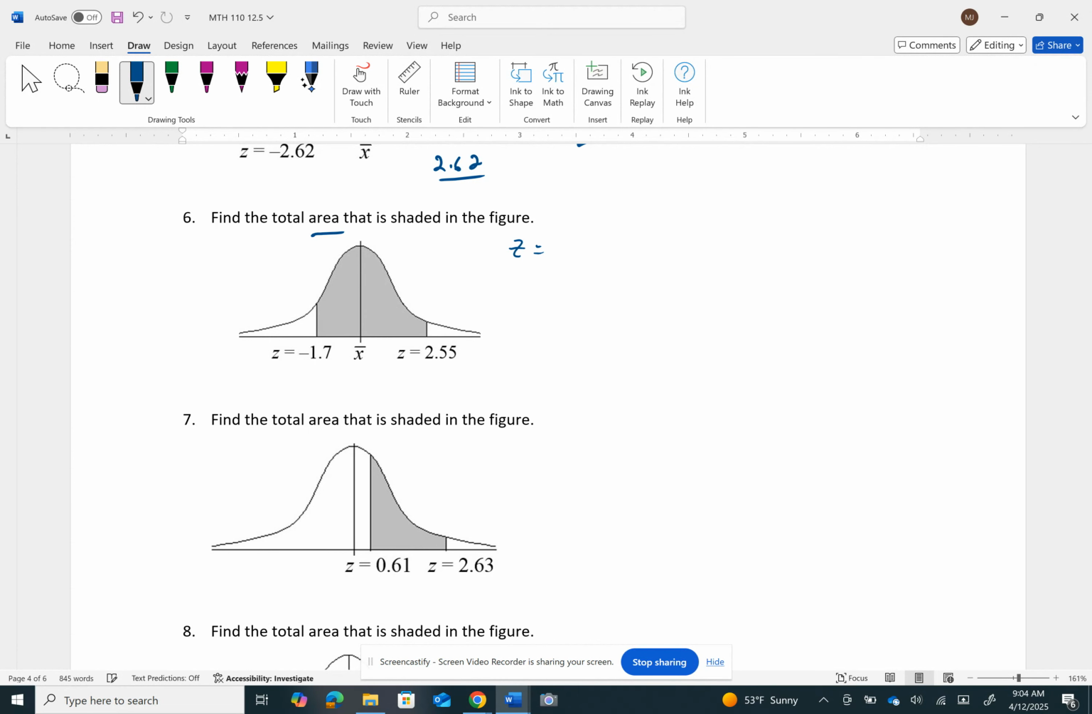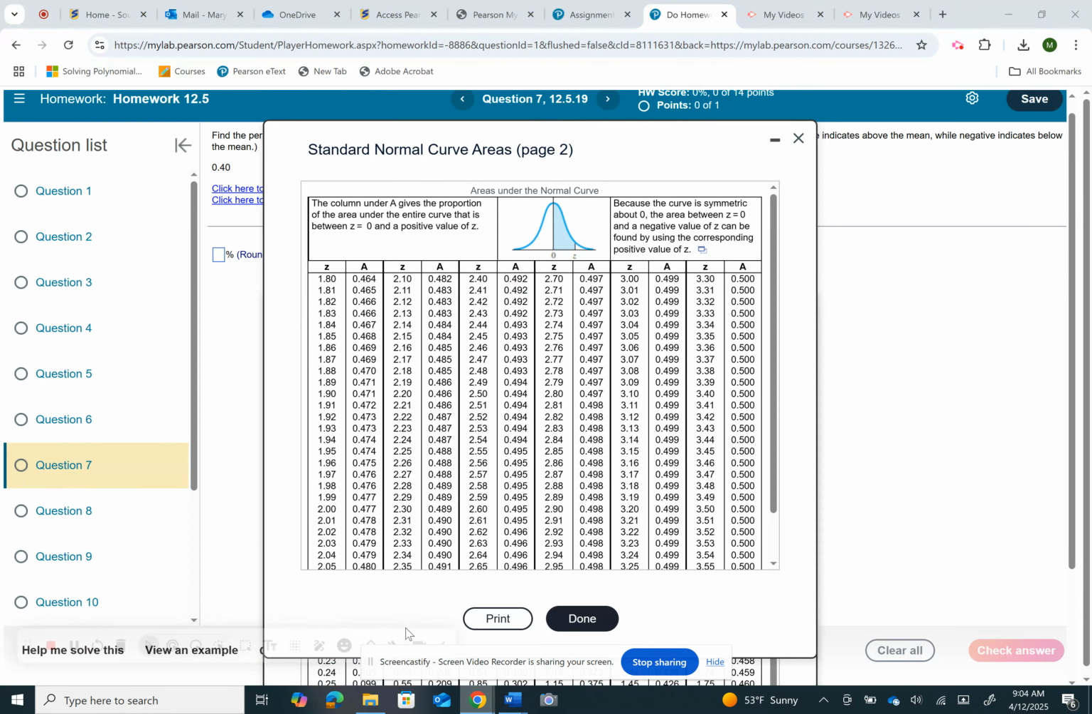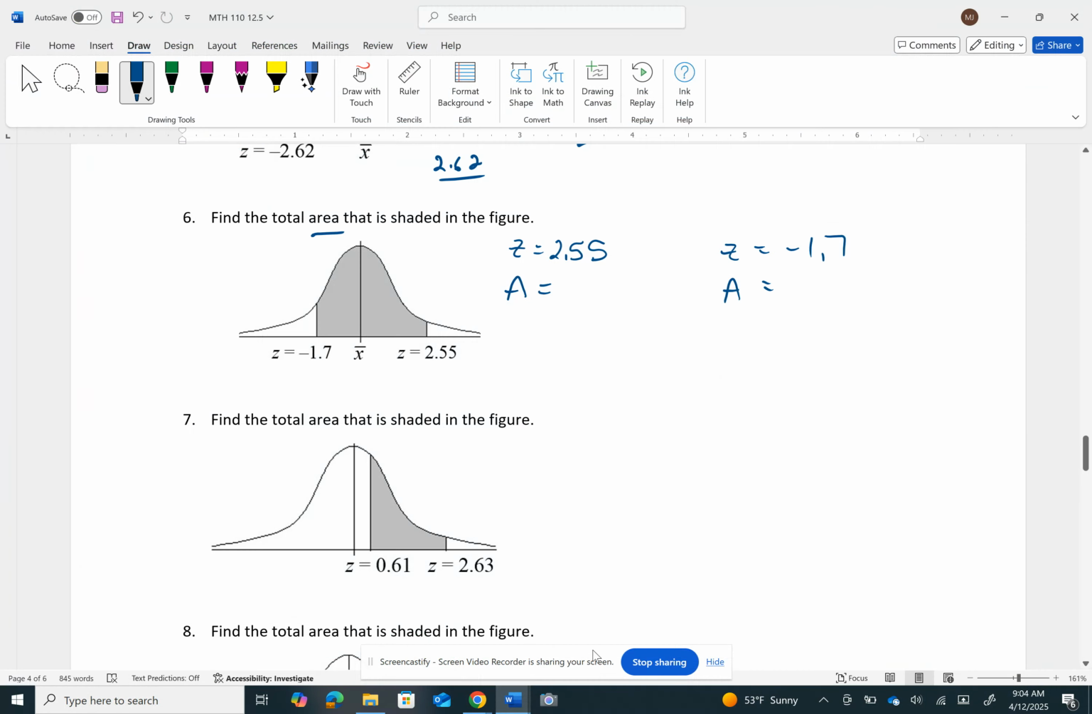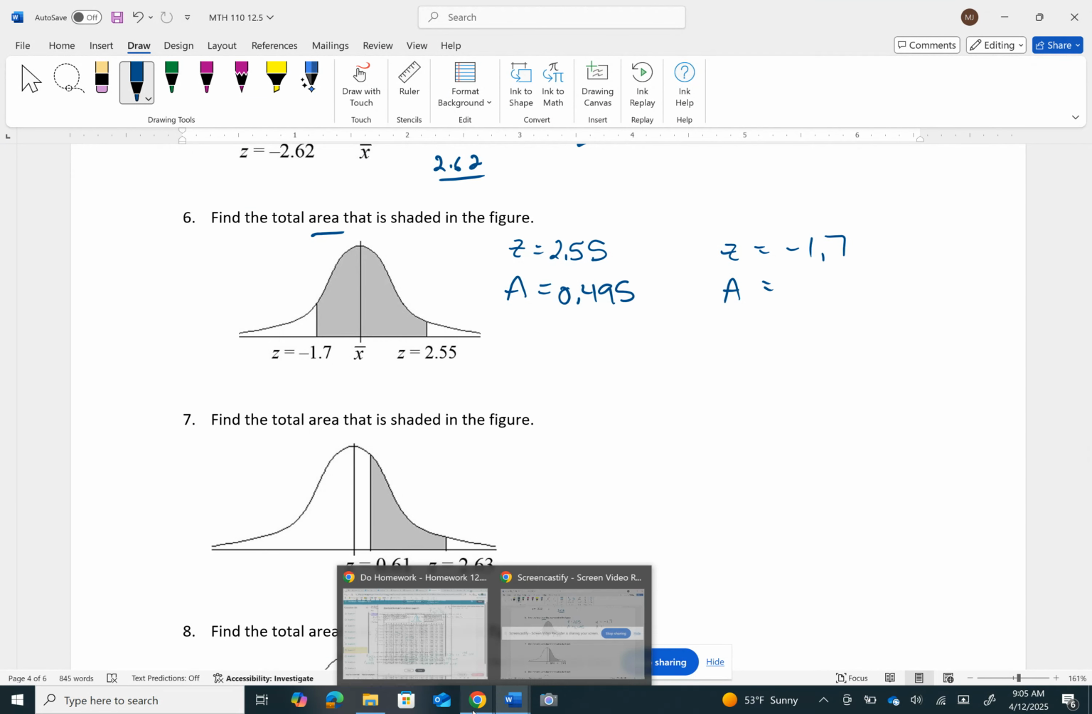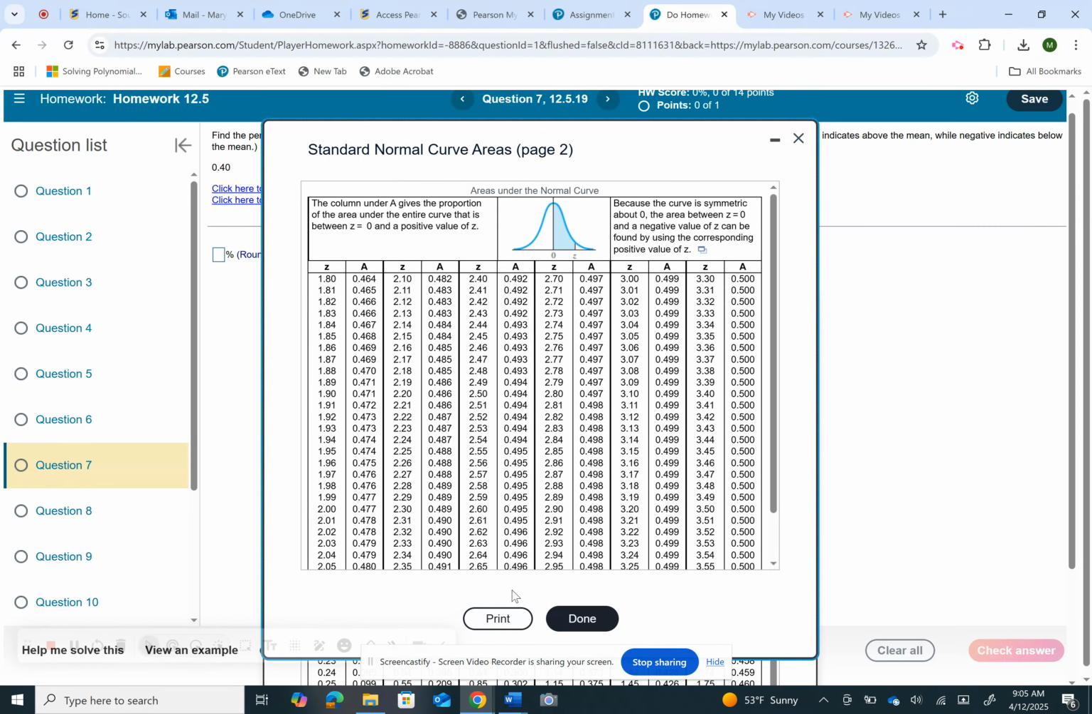You're going to take your z-score of 2.55 and your z-score of negative 1.7, and you're going to get a value for each of those. Okay, so you've got the table. It's probably easier for you to do it than to look at me trying to do it on this. But I'm going to go to where 2.55 is, and I see 0.495. And remember, I don't need to worry about the fact it's negative. I'm just going to go to 1.7.